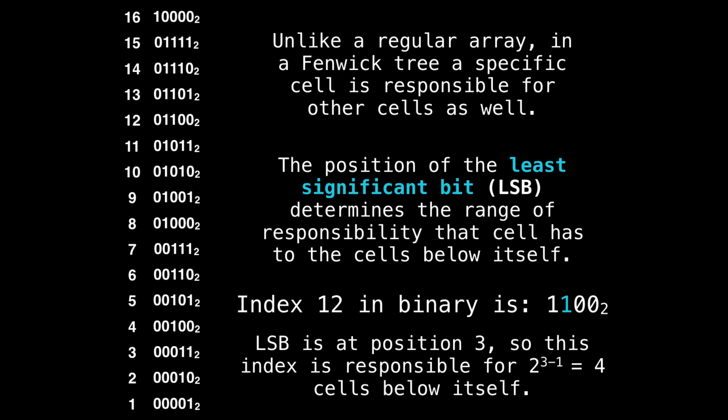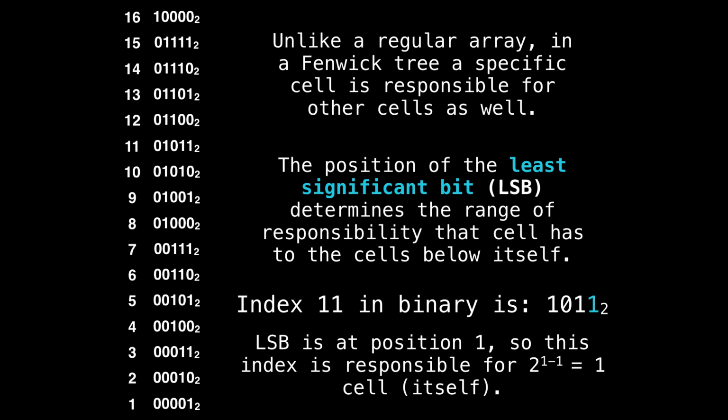So if we have, say, the index 12, its binary representation is 1100. So the least significant bit is that leftmost bit. So that is at position 3 in the binary representation. So that index is responsible for, we're going to say, 2 to the power of the position minus 1, so 4 cells below itself. Similarly, 10 has a binary representation of 1010, and the least significant bit is at position 2, so it's responsible for 2 cells below itself. And 11 has the least significant bit at position 1, so it's only responsible for 1 cell, itself.